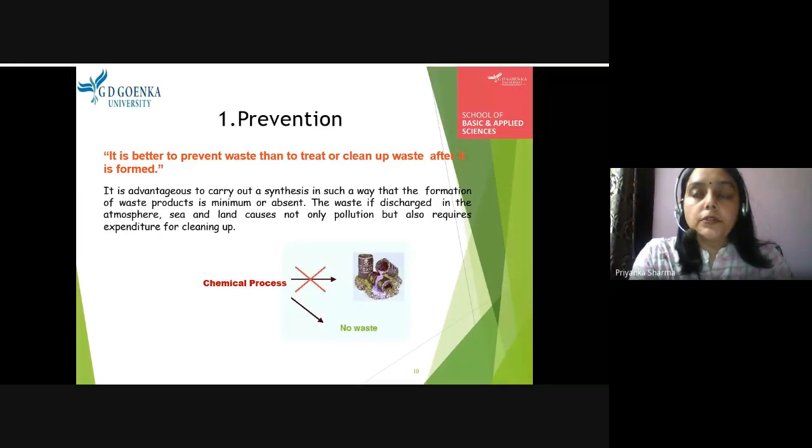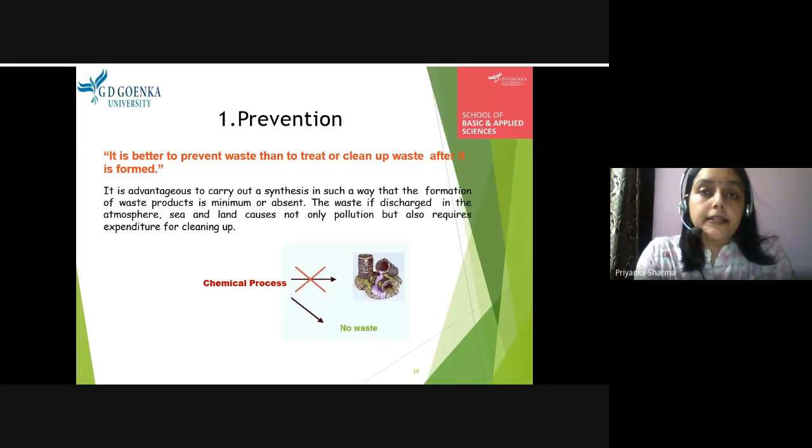If we are dumping onto the water, it leads to water pollution. If we are dumping onto the land or onto the soil, it leads to the respective pollution. In fact, the gases which are liberated into the air may also lead to pollution. So we have to look for alternative ways so that we can attain waste reduction.